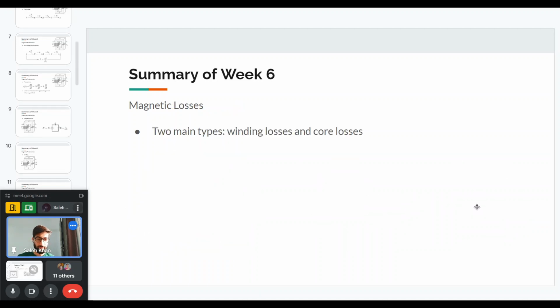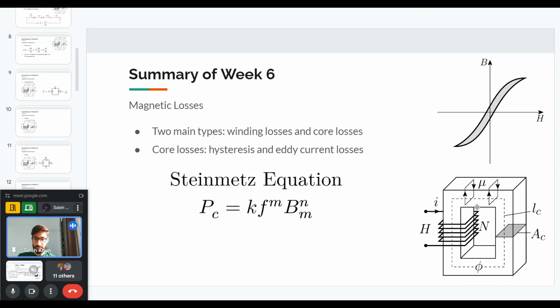Yeah, I think these are all the terms here. For the Steinmetz equation, you will get these values of K, M, and N for particular units. Whether it is milliwatt per centimeter cube or watt per meter cube depends on these units, the values of K, M, and N, and they will be specified by the manufacturer.